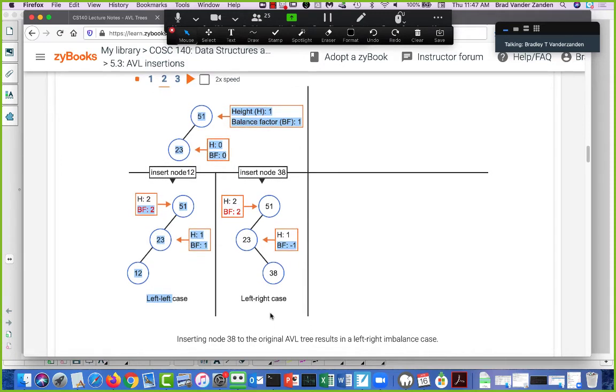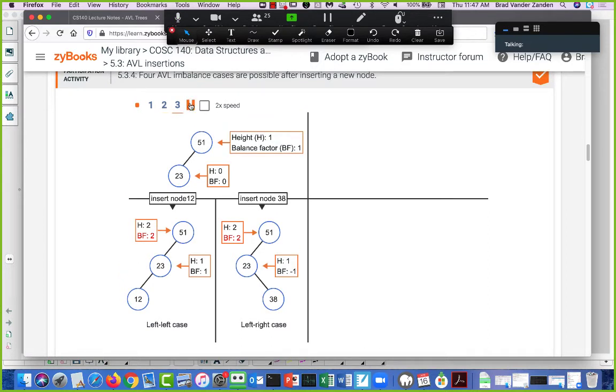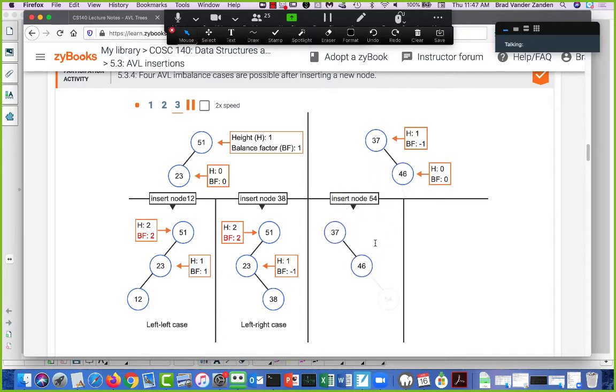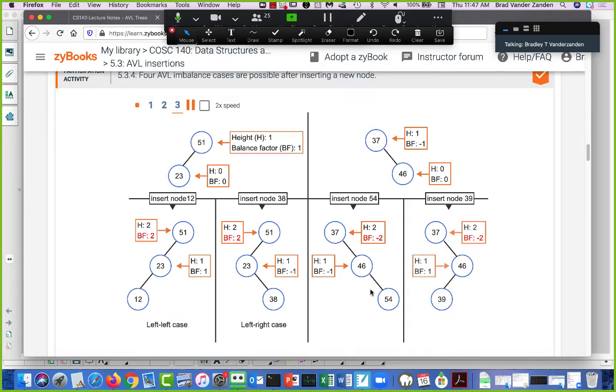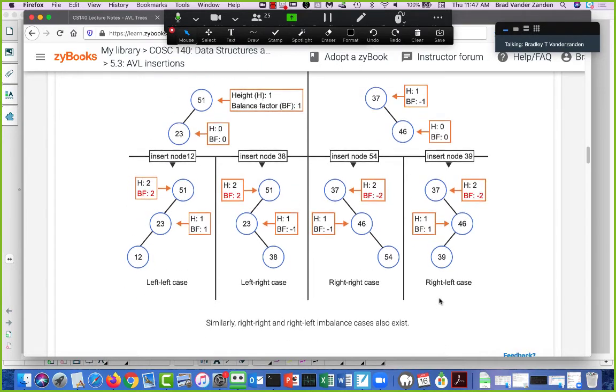So then the next case, the third possible case, we insert 54. It's an outside case. It's zig-zig. And the final case was we inserted 39. And that was a right-left, so it was a zigzag. So there's 2 outside cases and 2 inside cases.